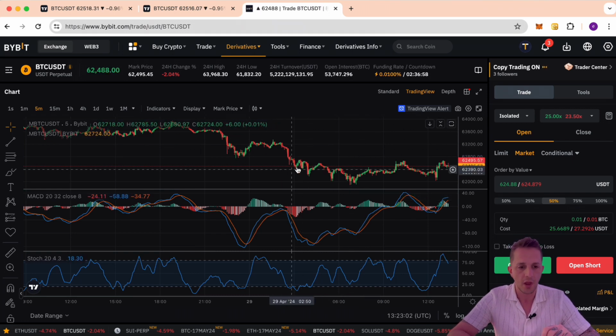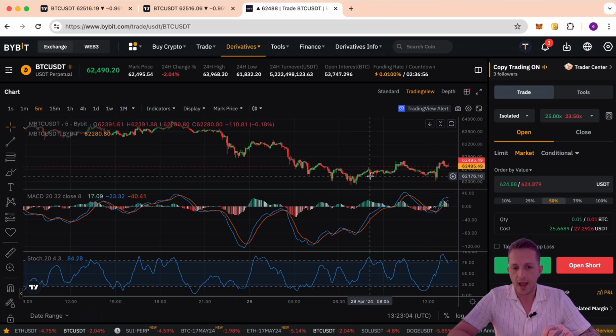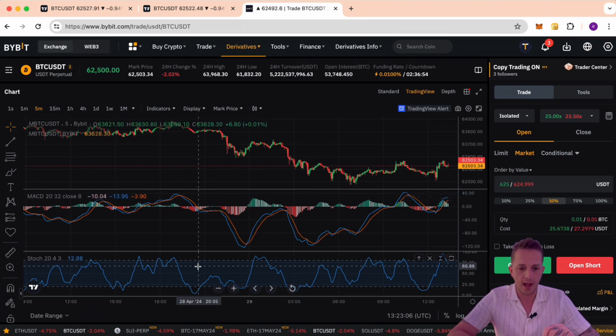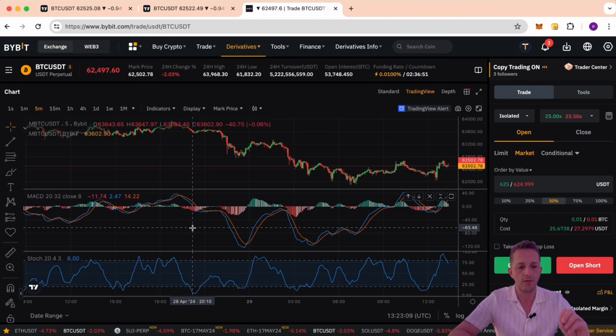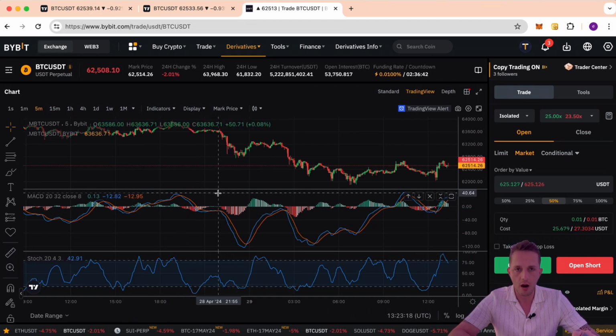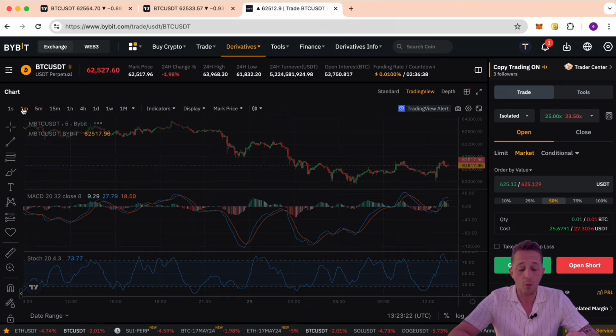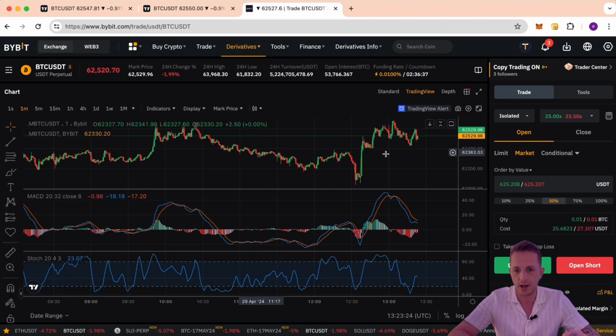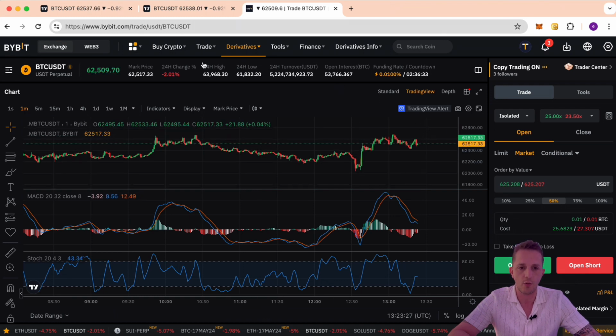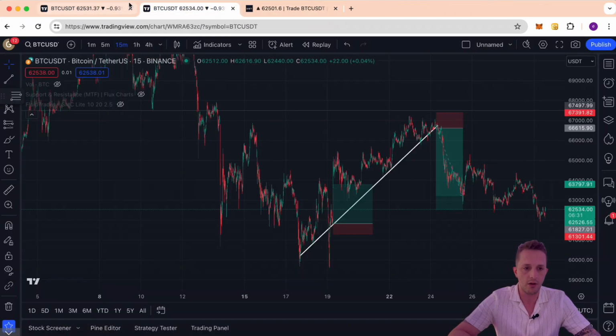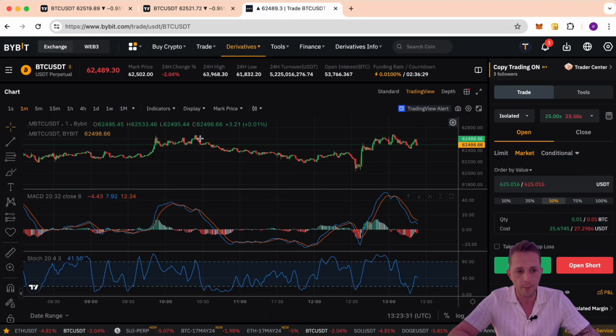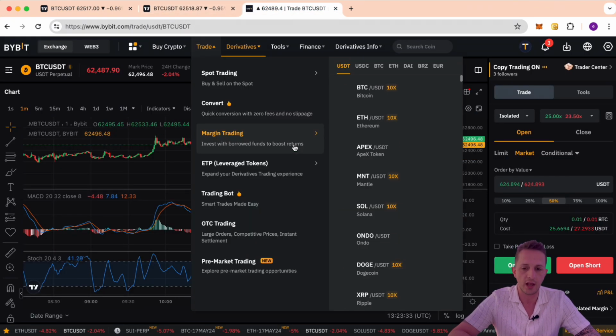Then as you can see, over these candles I also have two indicators. These two indicators are called MACD and stochastic. How are we going to trade with these indicators? First of all, we do everything here on Bybit, because in this strategy we will work on the 1 minute scalping strategy, and we need to act very fast, so we don't have the time to switch from TradingView to Bybit and then again from Bybit to TradingView to check the price.